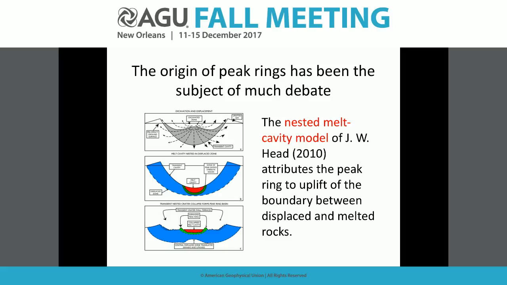So that tells us, first of all, that in terms of the origin of the material in the peak ring, it should come from higher up in the crust, if not actually at the surface itself.